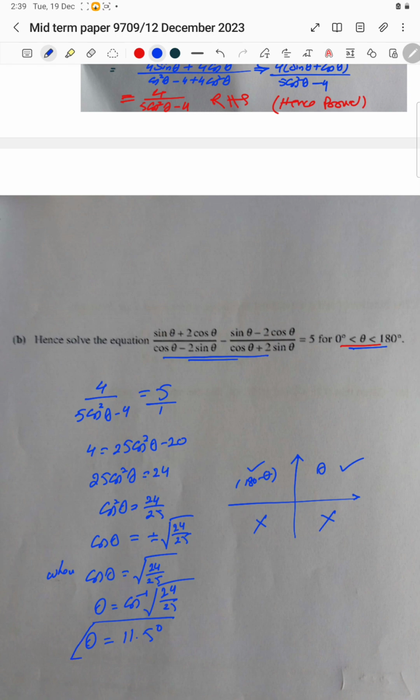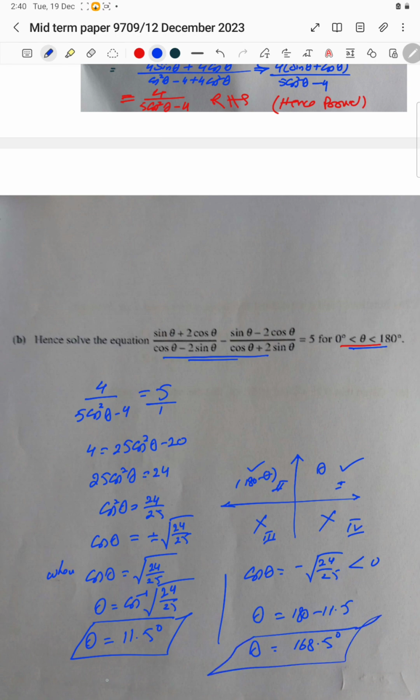That is 11.5 degrees, right? As it is in the fourth quadrant, we are not interested in this one, so let it be here. The second value is when cos theta is negative, because here in the second quadrant it is negative, so this will be minus 24 by 25. The other theta value will be 180 minus 11.5, that will be 168.5 degrees. That is your final answer for this part.